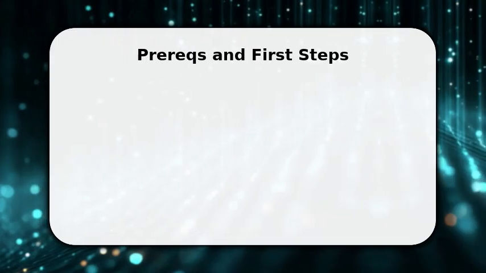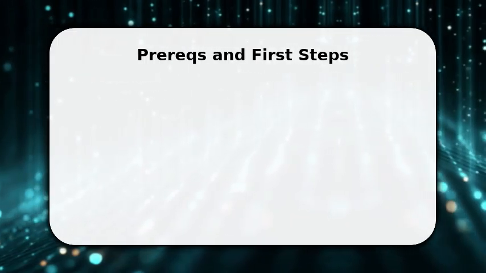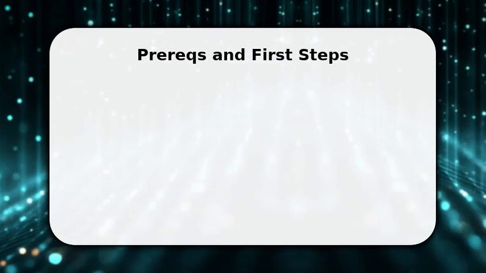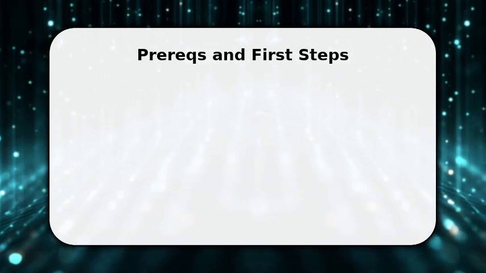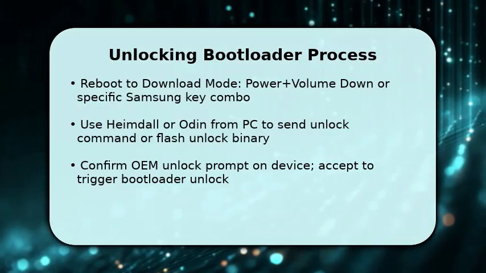Next, connect the phone to a trusted PC with Samsung drivers installed. Once recognized, install ADB and fastboot tools. Make sure battery is above 50% to avoid interruptions, and back up important data now, because the process will wipe it. Once ready, reboot into download mode using the Samsung key combo.